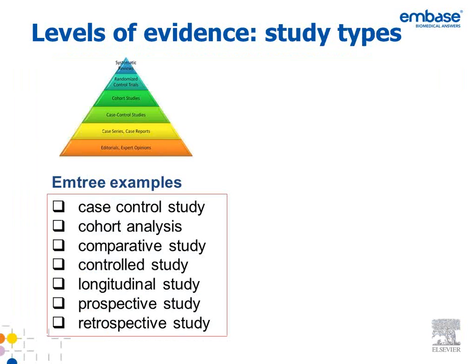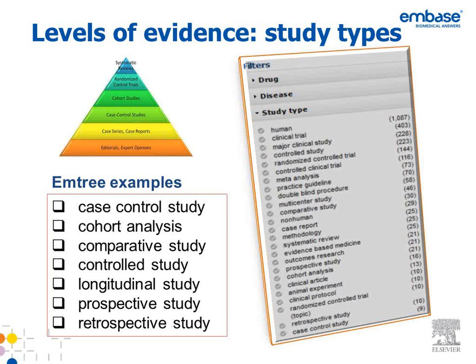Now, taking a lead from the triangle of evidence that we saw just a couple of slides back, you can see here a number of study types which are represented by M3 terms that are not check tags, such as case control study, cohort analysis, and so on. And if you, as we will be doing shortly, use the filters in the Embase interface, you will see many of these terms represented among the study type filters.